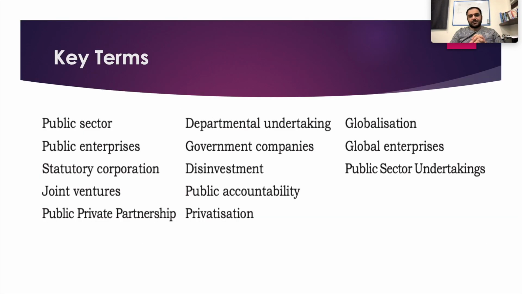The key terms of this chapter are very important. This slide is very important. You have to watch it, because public sector, what is public sector? You must know it is owned by a state. Public enterprises, statutory corporation, joint ventures, public-private partnerships, departmental undertakings, government companies, disinvestment, public accountability, privatization, globalization, global enterprise, public sector undertakings. All these terms you should know by the end of this chapter.